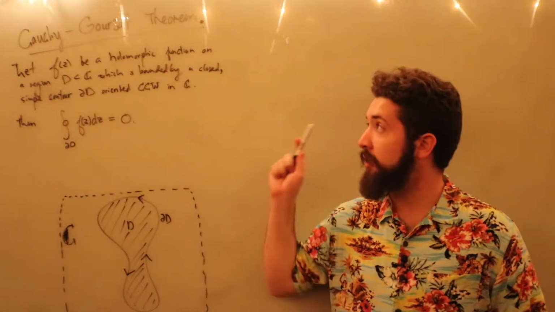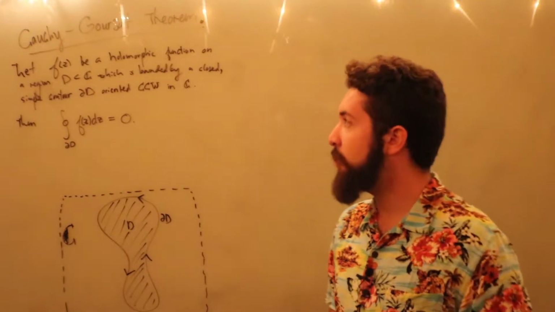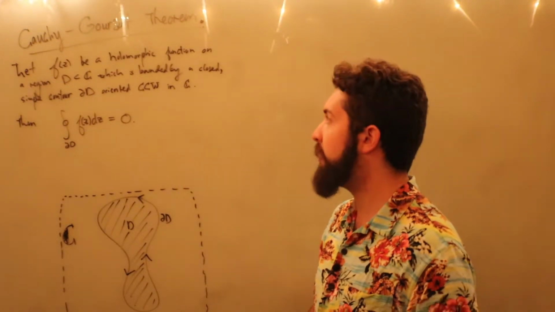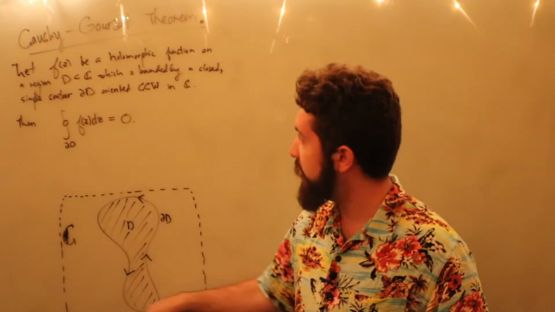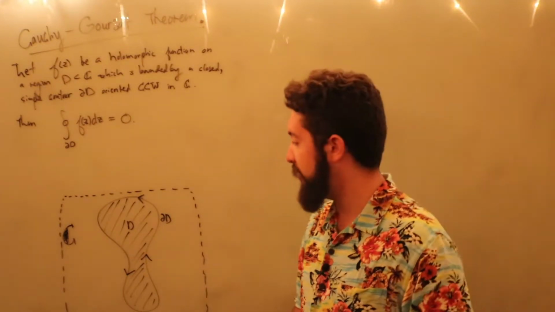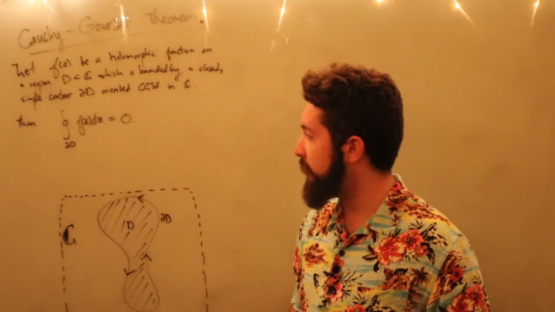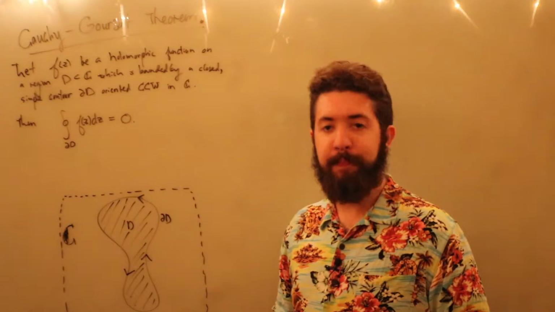Alright, I'd like to talk about the Cauchy-Goursat theorem from complex variables. So if f(z) is a holomorphic function on a region D in the complex plane, which is bounded by a closed simple contour boundary D, oriented counterclockwise in the complex plane, then we have that the contour integral around boundary D of f is always 0.